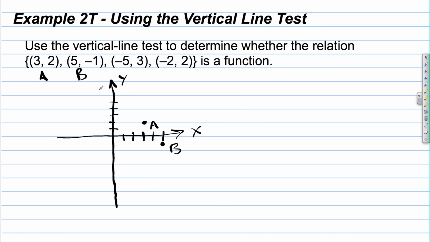(-5, 3) would be to the left 5, which would be right about there, and up 3, right about there. That'd be our point C. And our last point, point D, is (-2, 2). So that'd be to the left 2 and up 2.